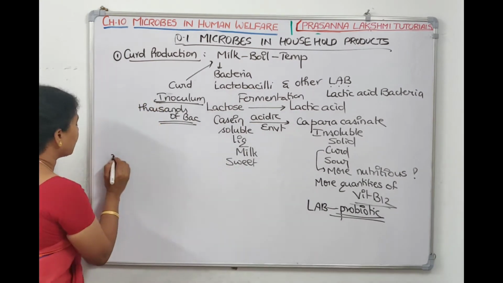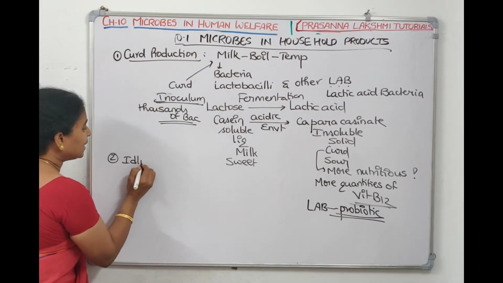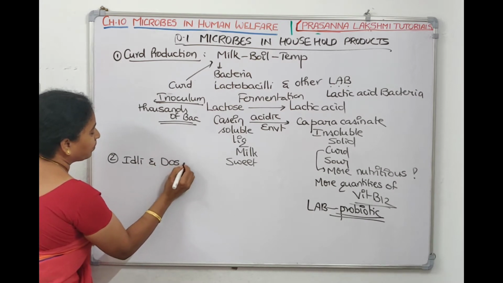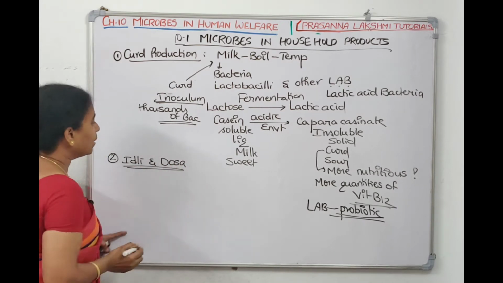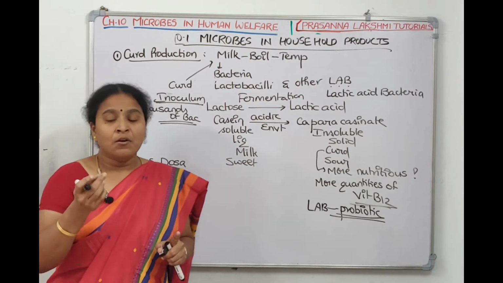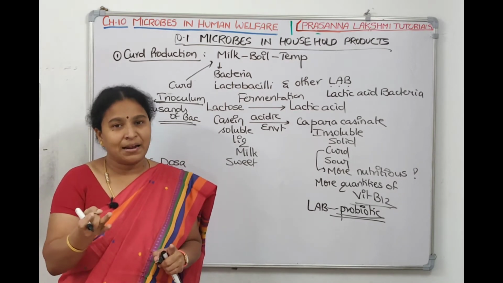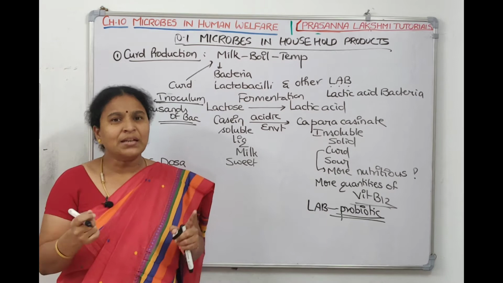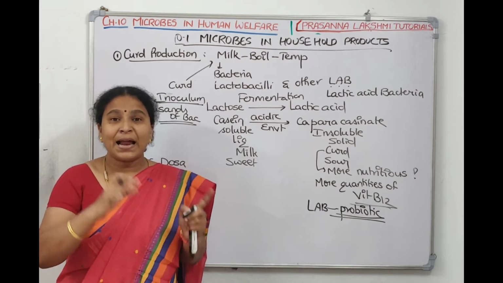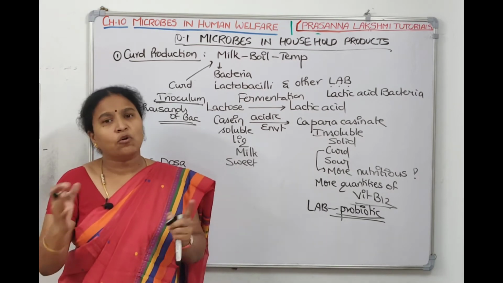When we have to discuss the second one, let us talk about idli and dosa. In idli and dosa, we use rice and black gram dal. We soak it and we grind it. We grind it and we store it, we ferment it overnight, right?